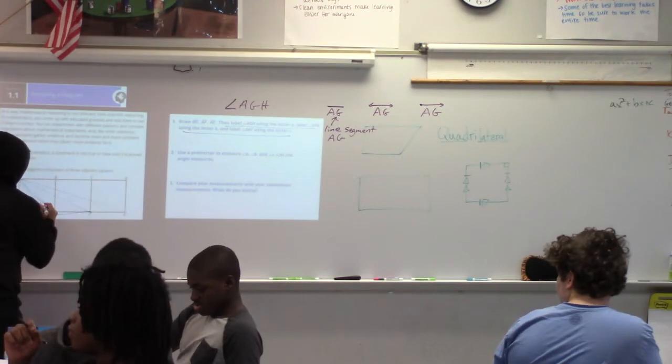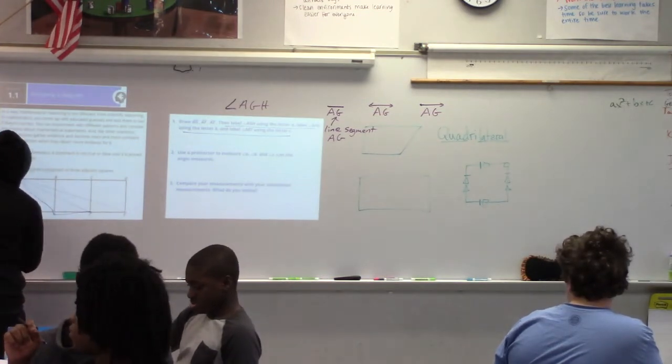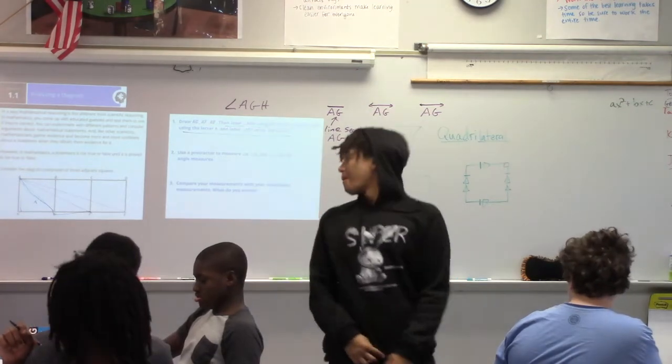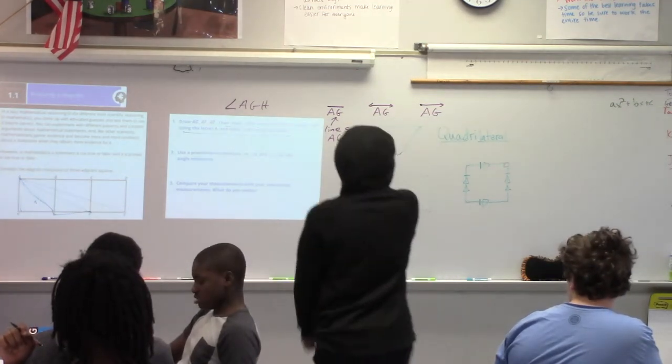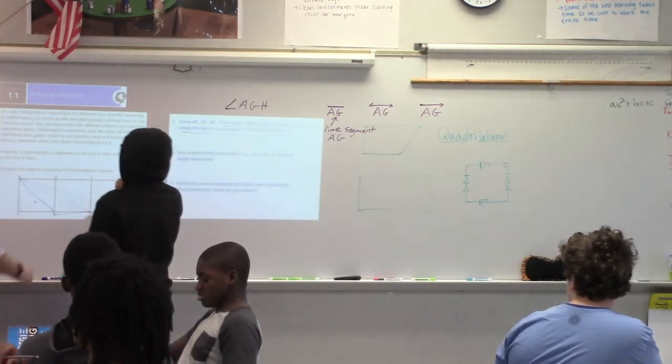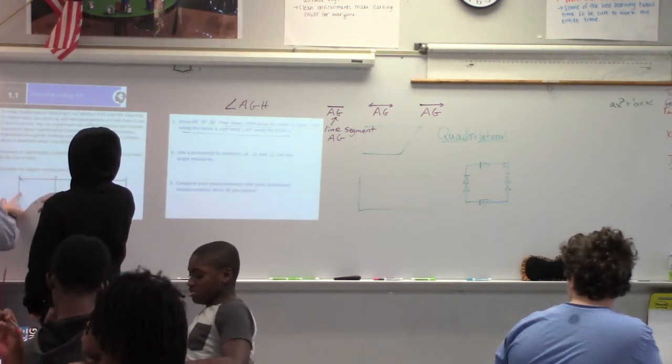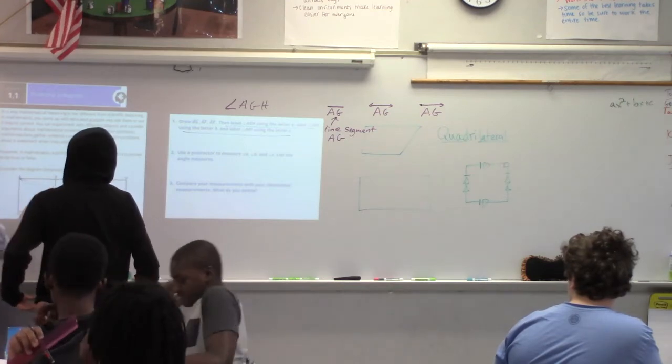Okay. Grab a seat. Why did you draw extra stuff? When did I ask you to draw anything extra? I said label angle A. Go grab a seat. Let's talk about it.